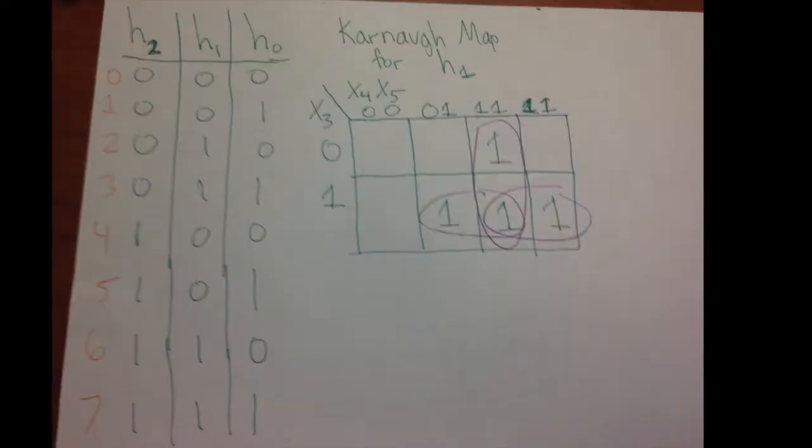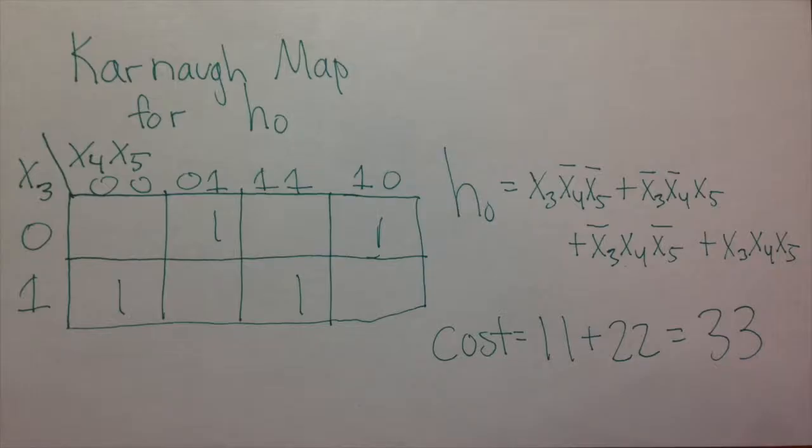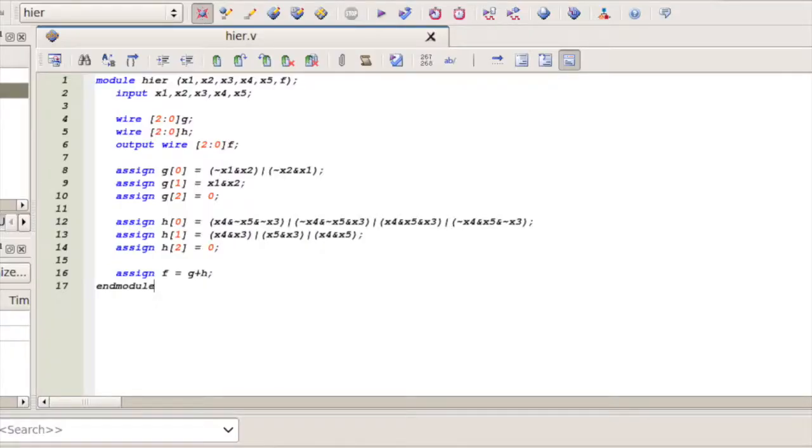The other 3 switches are represented in H. H1 is the SOP expression for when 2 out of the 3 switches are on, or all 3 switches are on. H0 is the SOP expression for when there is one out of the 3 switches on, or all 3 switches are also on. Here is the Verilog code I wrote for part 2.